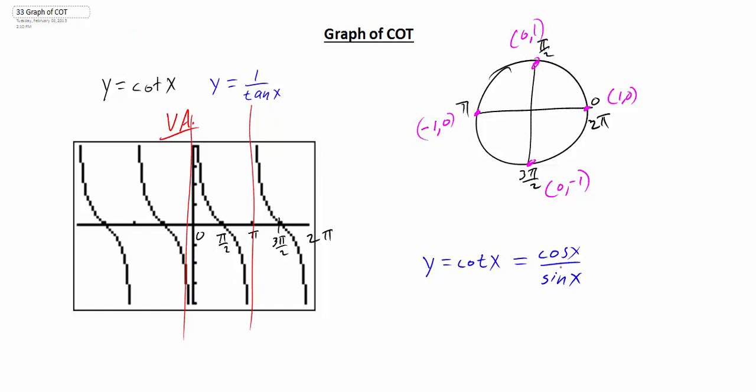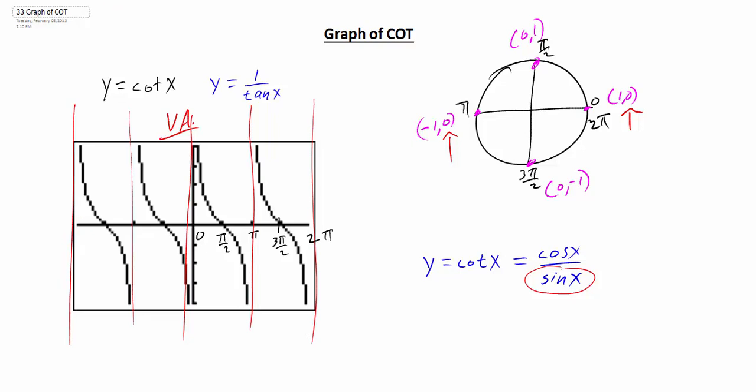Now what we're looking at, the vertical asymptotes: the sine of an angle is going to give us our y value, and if we notice here at 0, and then over here at pi, our y coordinates are 0. So therefore we have a vertical asymptote, because we would have cosine over 0. If the sine function goes to 0, we have division by 0, which makes the cotangent function undefined. So that's where we're having these vertical asymptotes through our cotangent function.